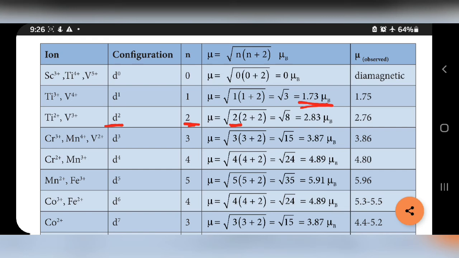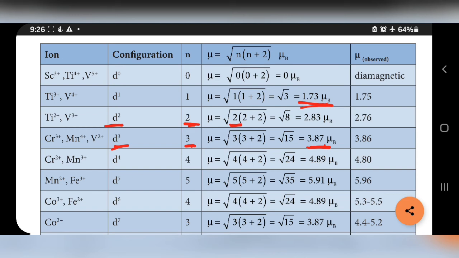Next, for chromium 3 plus, Mn 4 plus, vanadium 2 plus, all these 3 ions are having D3 configuration. 3 unpaired electrons are there. So root n into n plus 2, that is 3 into 3 plus 2, that is root 15. Root 16 means 4. Root 15 means less than 4, that is the answer is 3.87 Bohr magneton.